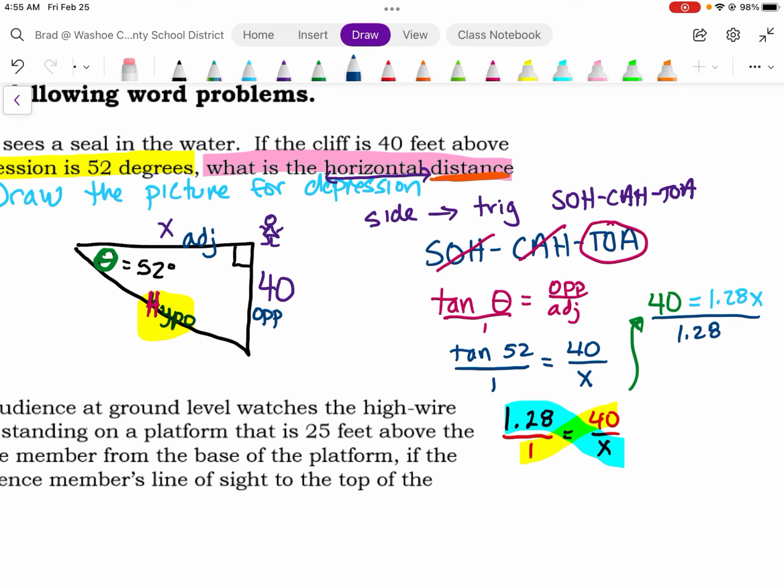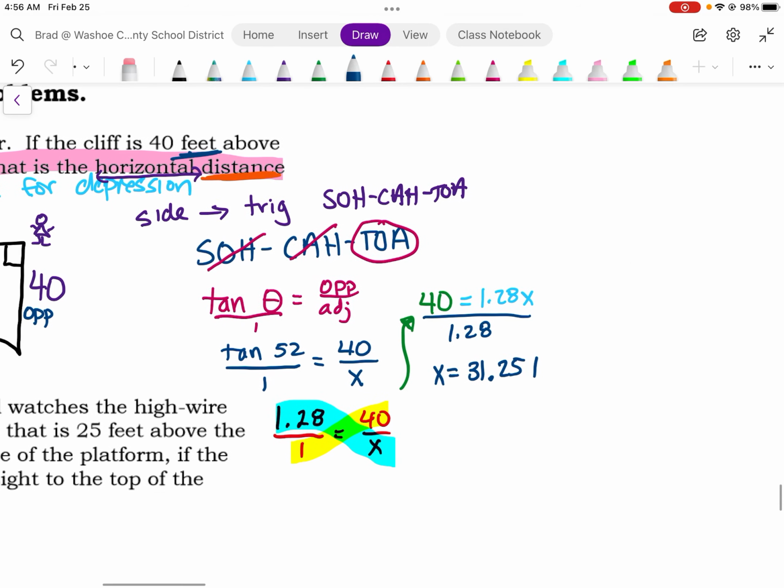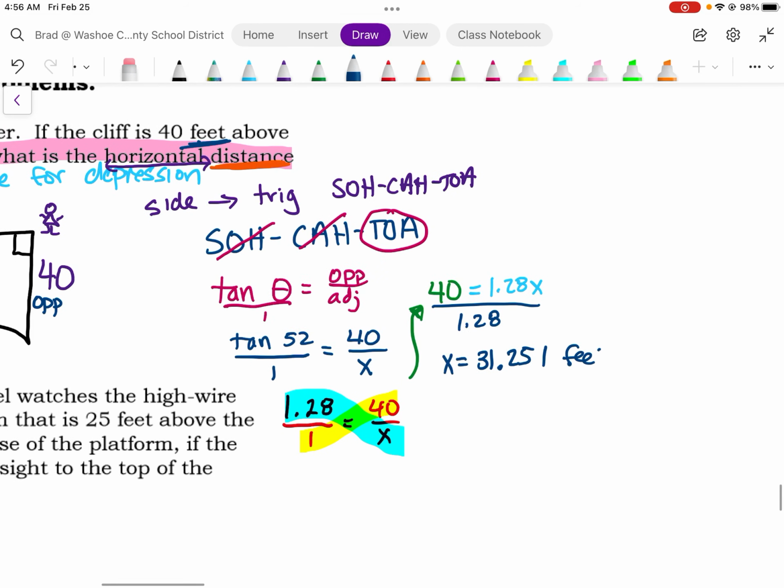So when we put that in the calculator, because most of us can't do that in our heads, we're going to get x is equal to 31.251. And then let's take a look. It looks like everything's in feet for this real life example, so I'm going to put feet here, and we're going to circle that as our answer.